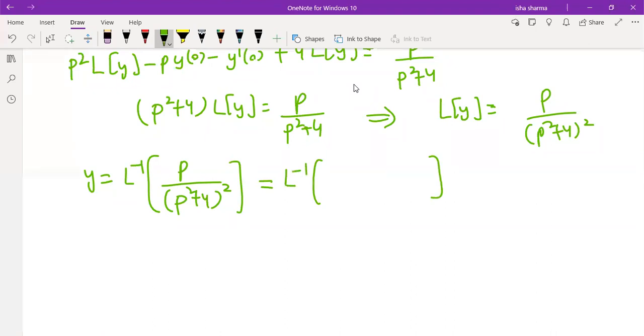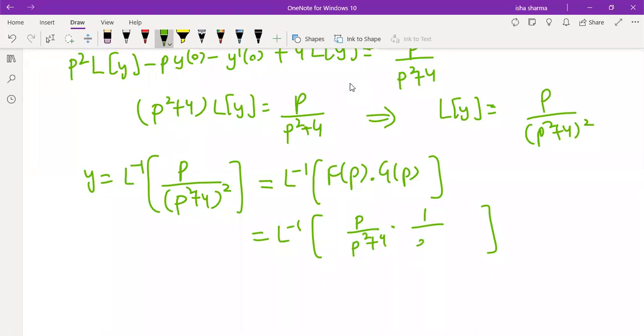I need to write it as a product of two functions, so some Fp into Gp. What should be my choice for Fp and what should be my choice for Gp? Because whatever is given, I told you in the previous example that it will be given to you in a form where you have to cleverly decide how to break it as a product of two functions, so that I get two functions whose individual inverse Laplace transform is easy to find. So one choice of Fp means one function is this and the other function is this.